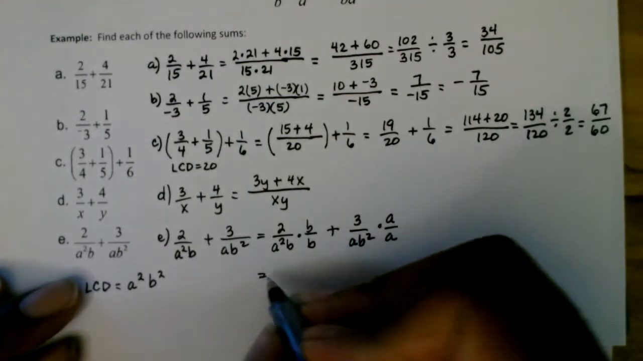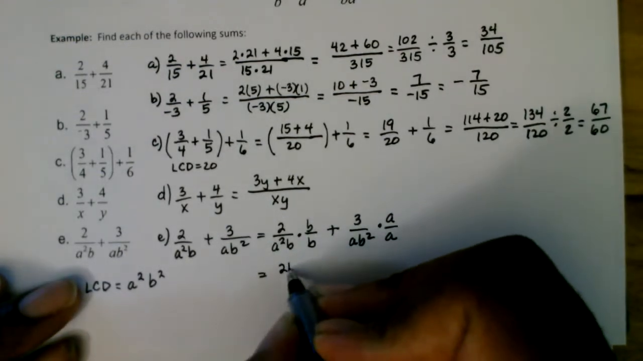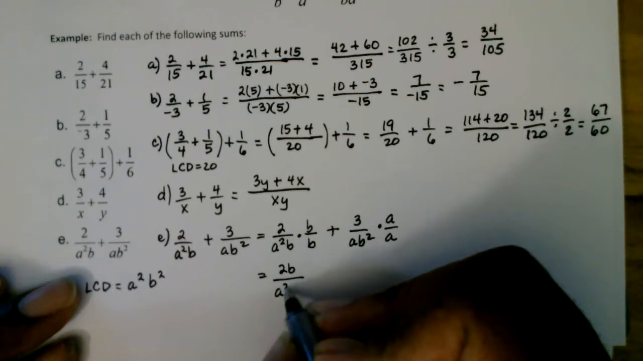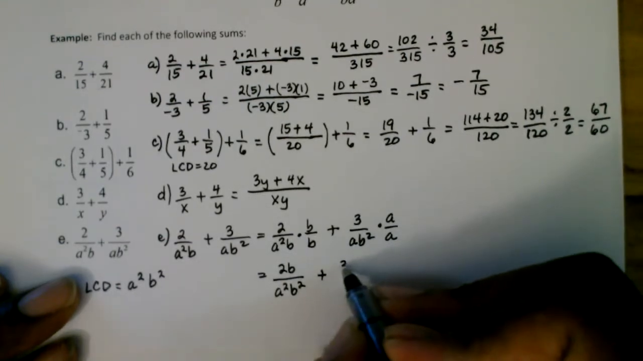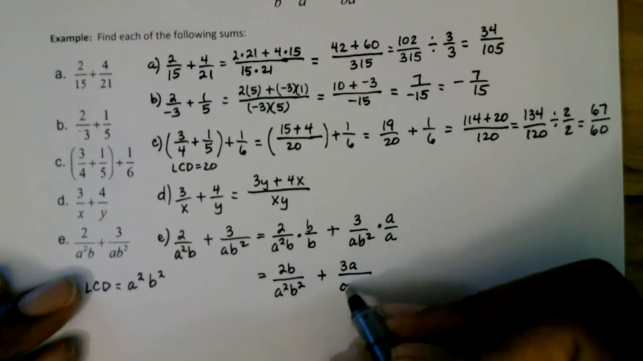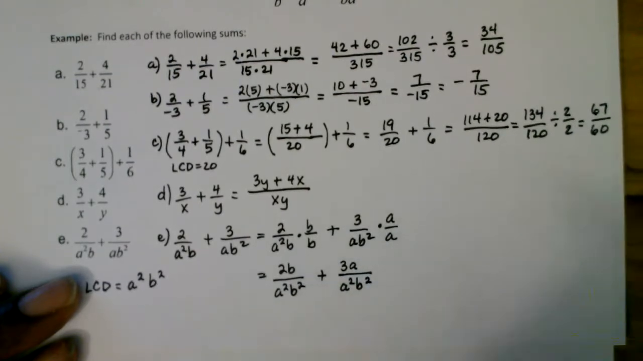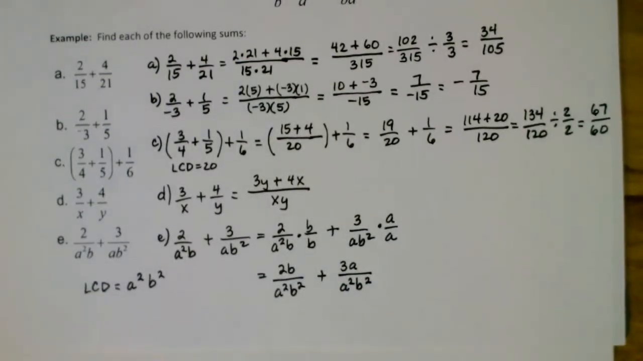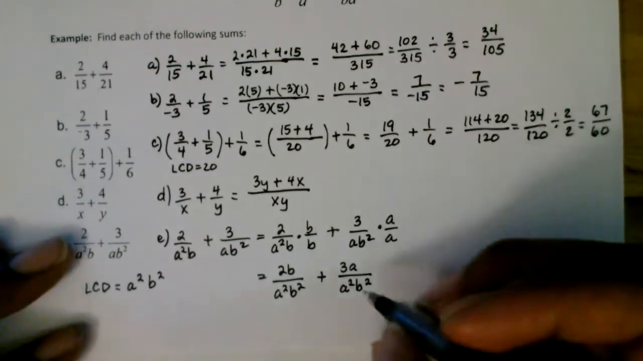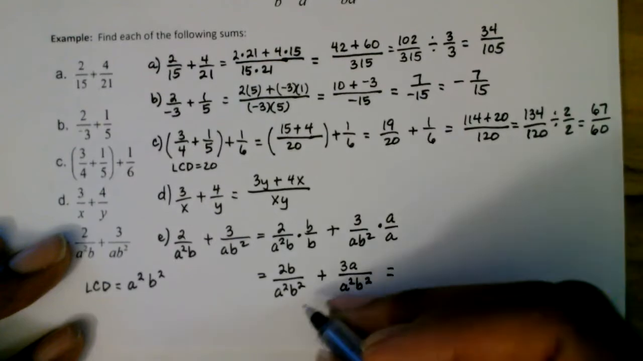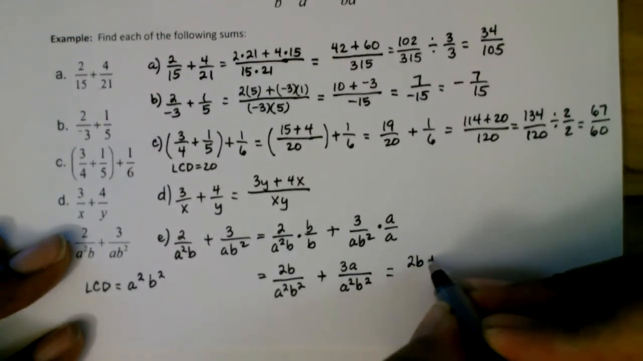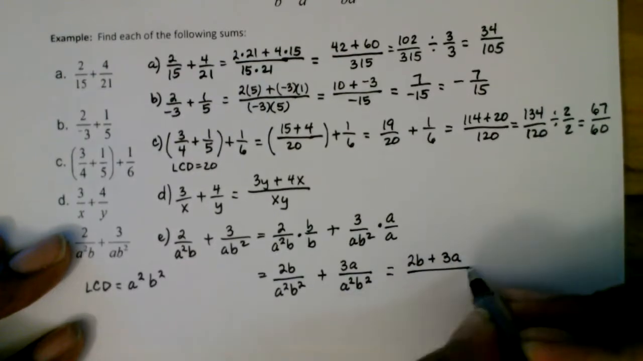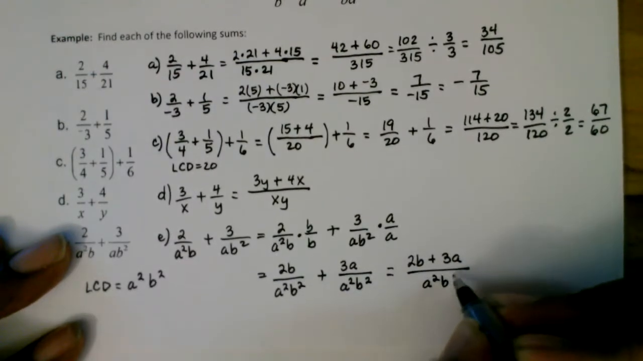So in this case here, if I multiply 2 times b, that'll be 2b over a squared b squared, plus 3 times a will be 3a, that will be over a squared b squared. And then we go ahead and write all of this under one single denominator. Since the denominators are the same, I can write that as 2b plus 3a, all divided by a squared b squared.